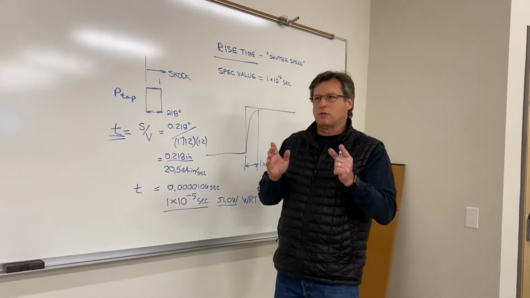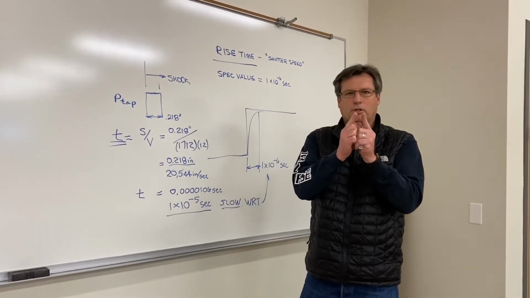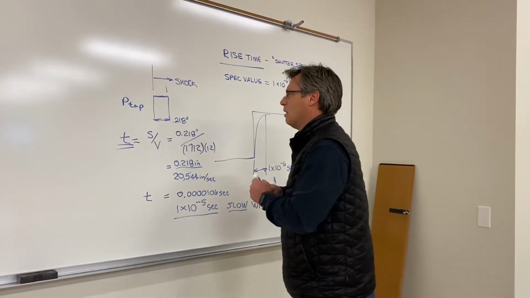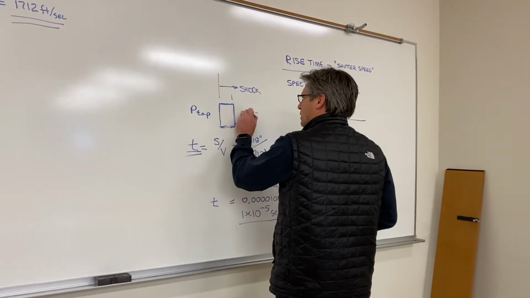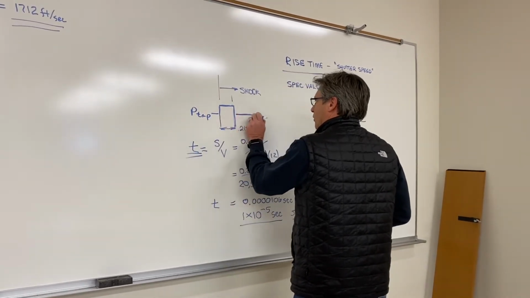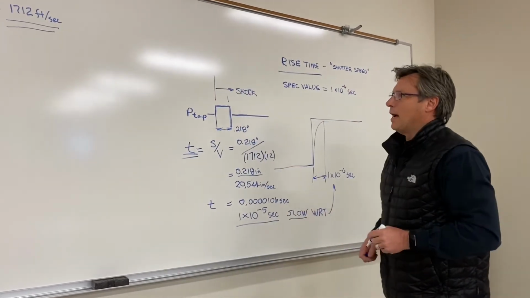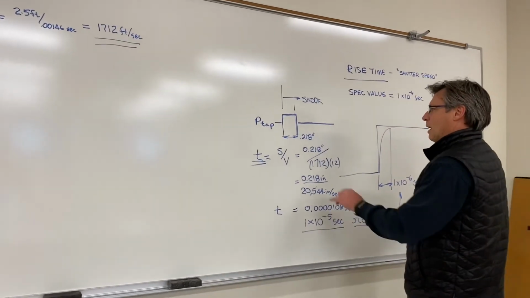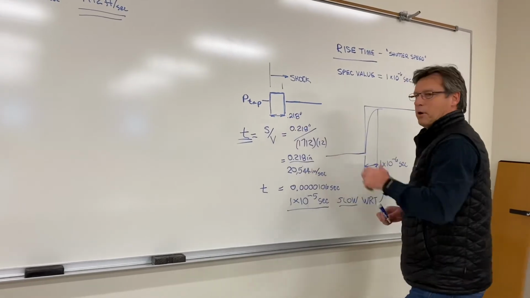So think of the pressure transducer as looking at the world through a little opening that's about 0.218 inches in diameter, and that's what I've drawn here. So here's the diameter of the pressure tap poking through the hole in the side wall of the shock tube, and we've got the shock wave coming by at 1,712 feet per second, and it passes over the face of the pressure transducer in a certain period of time.